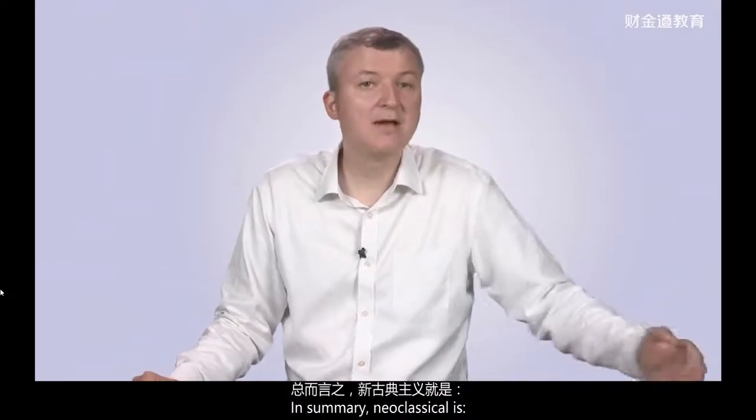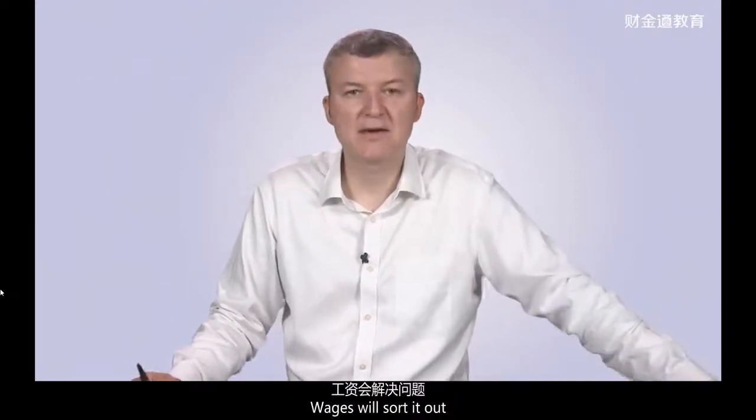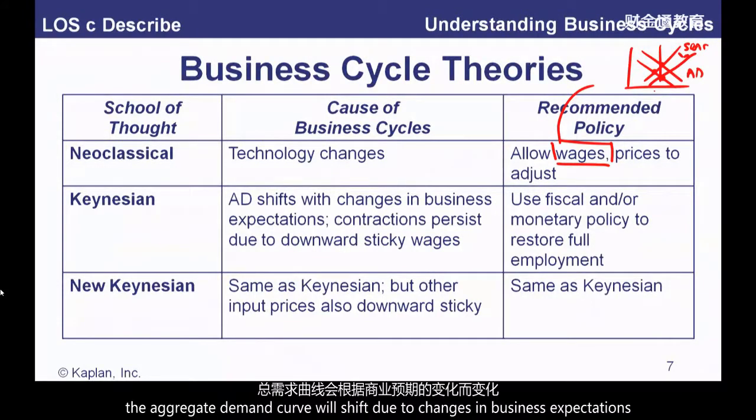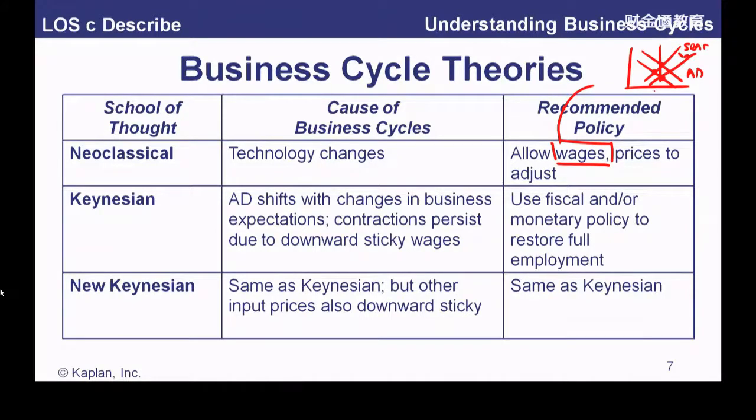In summary, neoclassical, it's technology, do nothing. Wages will sort it out. What about Keynes, the Keynesian school? Well, the Keynesian school claims that the aggregate demand curve will shift due to changes in business expectations. So it's us. It's the demon thoughts in our head that are causing these cycles.